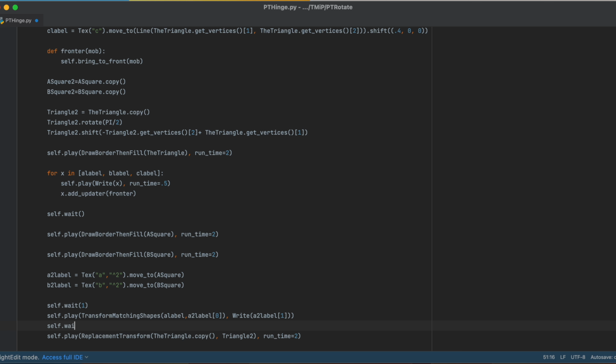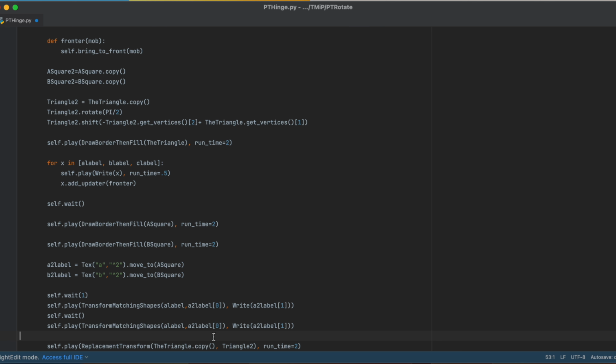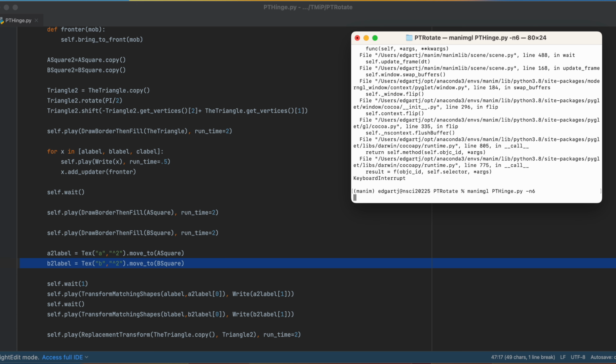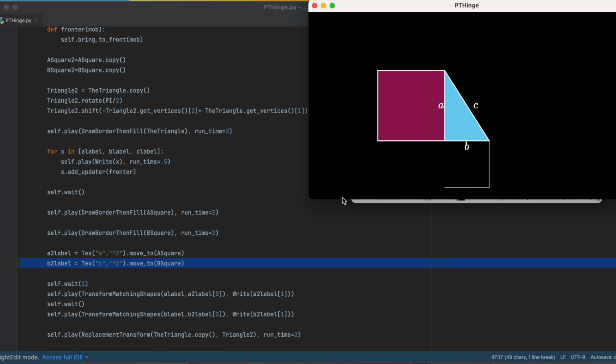So now I'm just going to do the exact same thing. I'll give it 1 second wait. Then I'll do the same thing with B labels, B squared label, and write B squared label. We go here, go back in here, we do A label. Let's see. So we see that it's drawn the A by A square and the B by B square. A goes to A squared, B goes to B squared, and then we can rotate. So that looks pretty good.